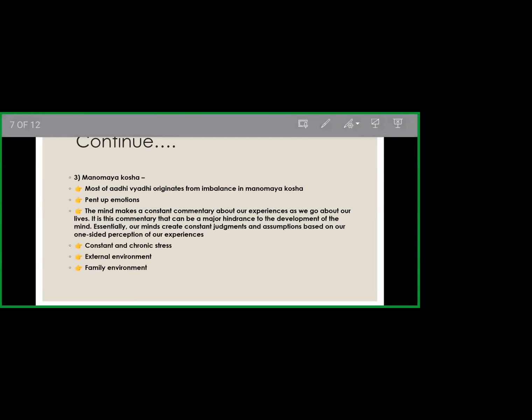Manomaya kosha. Most of Adi Vyadhi originates from imbalance in Manomaya kosha. So, what is Adi Vyadhi? Adi Vyadhi is something that influences our mental health. There is a concept of Adi Vyadhi in yoga. So when there is any imbalance in Manomaya kosha, Adi Vyadhi gets generated. So what are the few things that influence the Manomaya kosha?